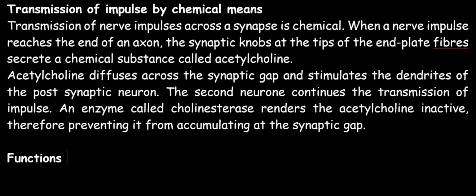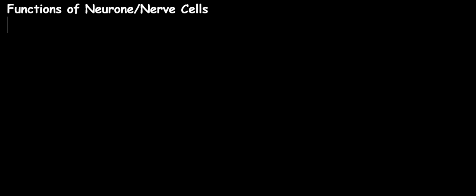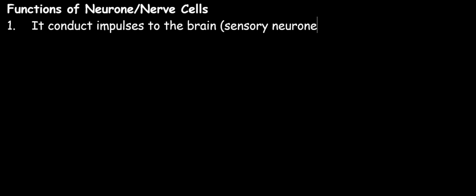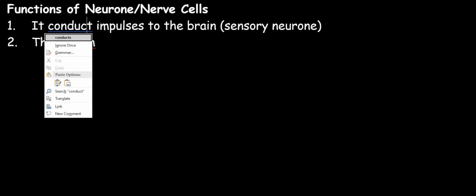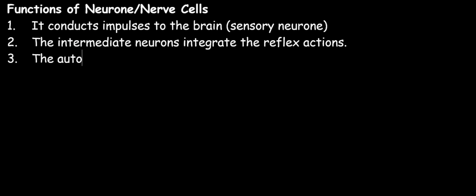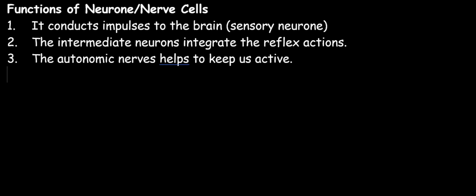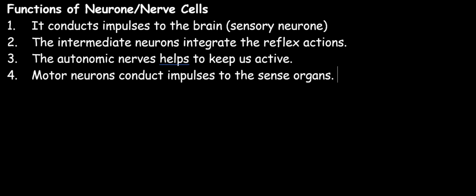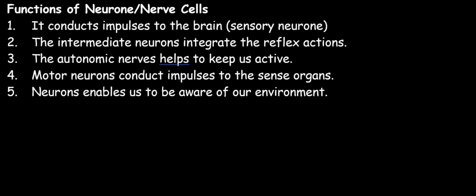Now let's talk about the functions of the neuron or nerve cells. The function of the neuron is as follows. Number one, it conducts impulses to the brain, and this is the function of the sensory neuron. Number two, the intermediate neurons integrate the reflex actions. Number three, the autonomic nerves help to keep us active. That is both the parasympathetic and the sympathetic nerves. Number four, the motor neurons conduct impulses to the sense organs. And the last but not the least, neurons enable us to be aware of our environment. This brings us to the end of our teaching in this video.